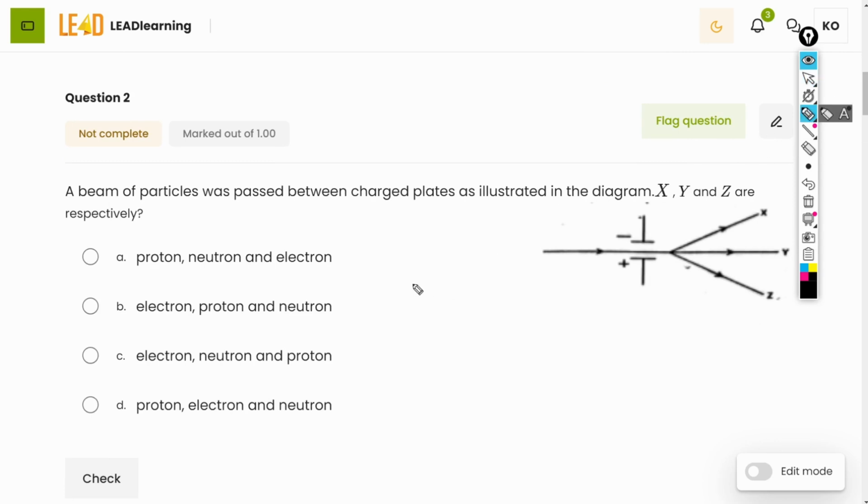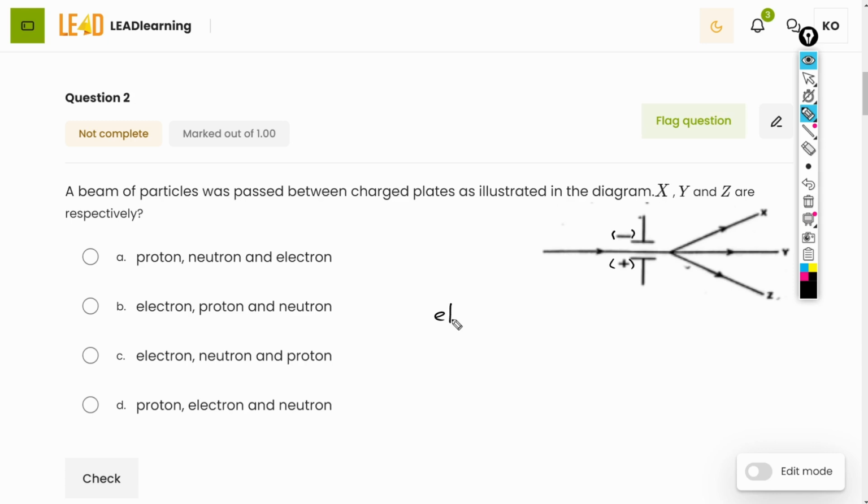Question 2. A beam of particles was passed between a charged plate as illustrated in the diagram. X, Y, and Z are respectively. Alright, let's look at the charge field. Now this is the field, this is the negative terminal, this is the positive terminal.